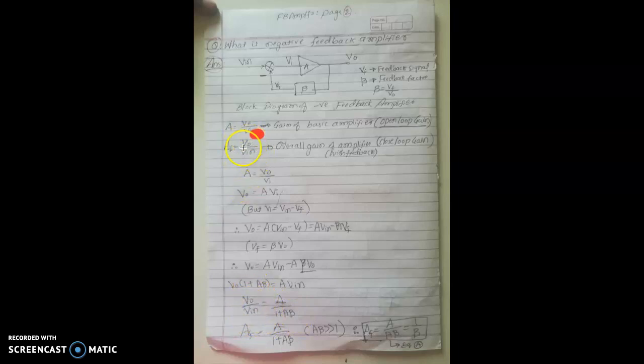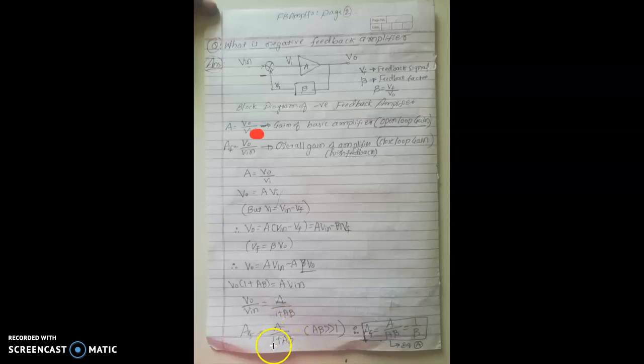So what is this V naught divided by Vin? V naught by Vin is nothing but AF. So substitute AF in place of this one. It is AF equal to A divided by 1 plus A beta. Just now, as I said, the gain with feedback is equal to the gain without feedback divided by 1 plus A beta. That is, the gain without feedback is reduced by the factor of 1 plus A beta.